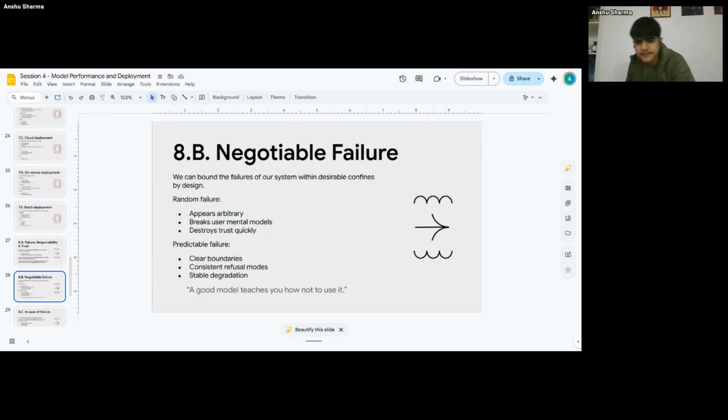So a random failure is something that appears arbitrarily, breaks user mental model, and destroys trust. But a predictable failure is something that has clear boundaries and has consistent refusal modes and stable degradation. So that means that's predictable behavior, which comes back to the main point that our model needs to be predictable and reliable. As it's written here, the bottom line is a good model teaches you how not to use it. All right.